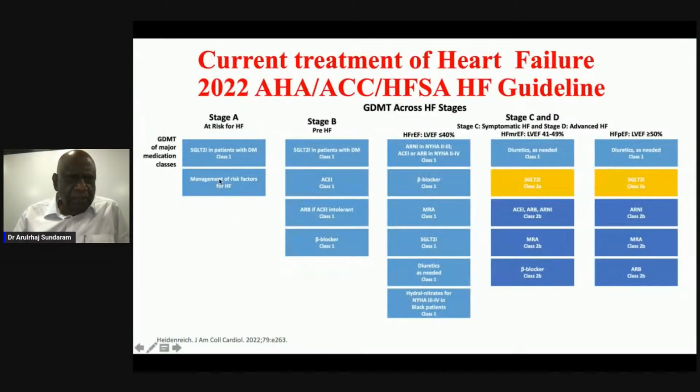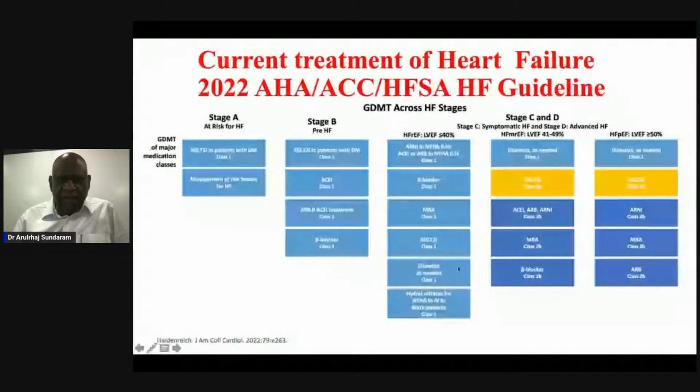Stage one is when the patient is at risk of heart failure. Even before he gets into heart failure, here the drug of choice is an SGLT inhibitor, as he is pre-heart failure. Here also SGLT2 inhibitors, ACE inhibitors, and if an ACE inhibitor is contraindicated, ARB, and beta blockers can be used. When there is a reduced ejection fraction, the ARNI group of drugs is the first drug of choice, to be followed with beta blocker, MRA, SGLT inhibitors, and diuretics, and hydralazine nitrate can also be used.